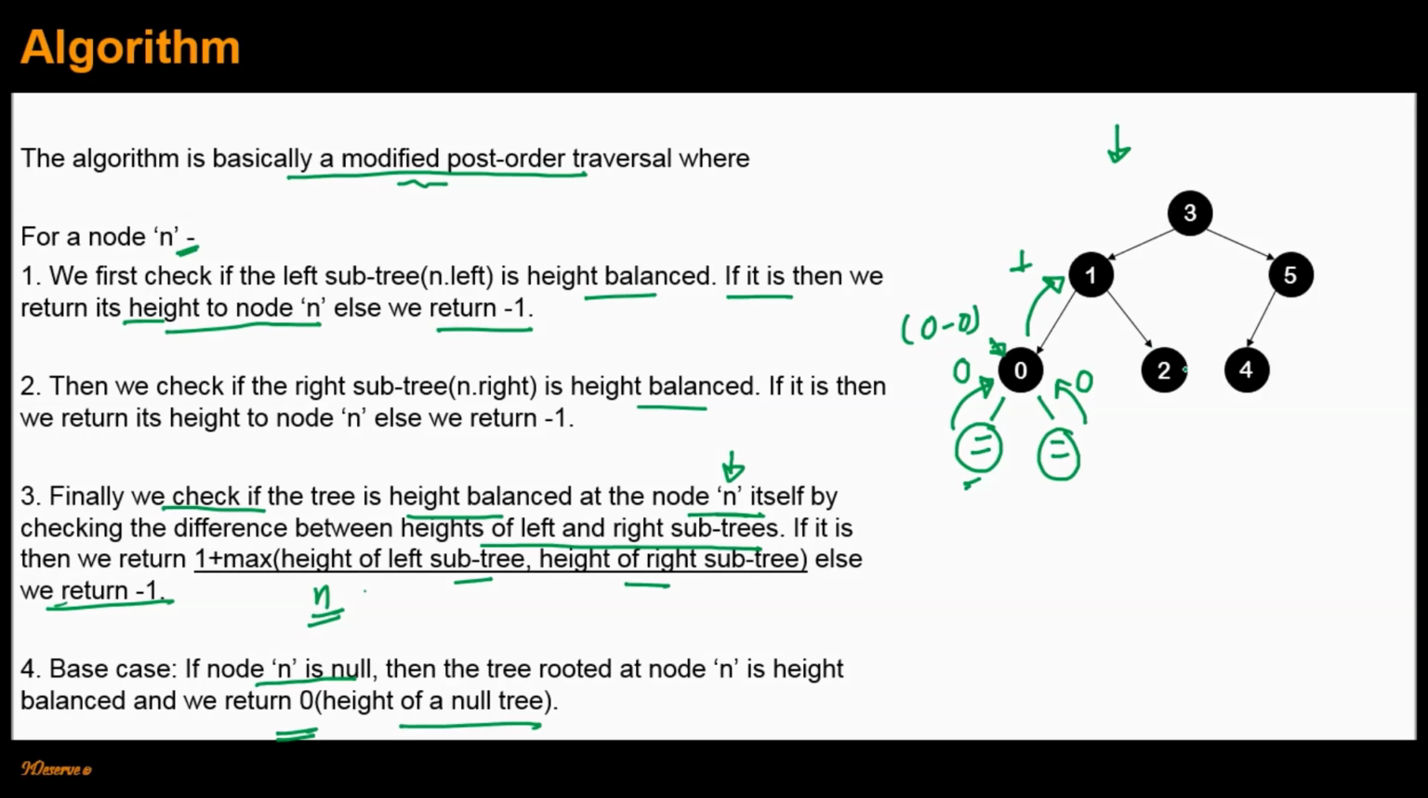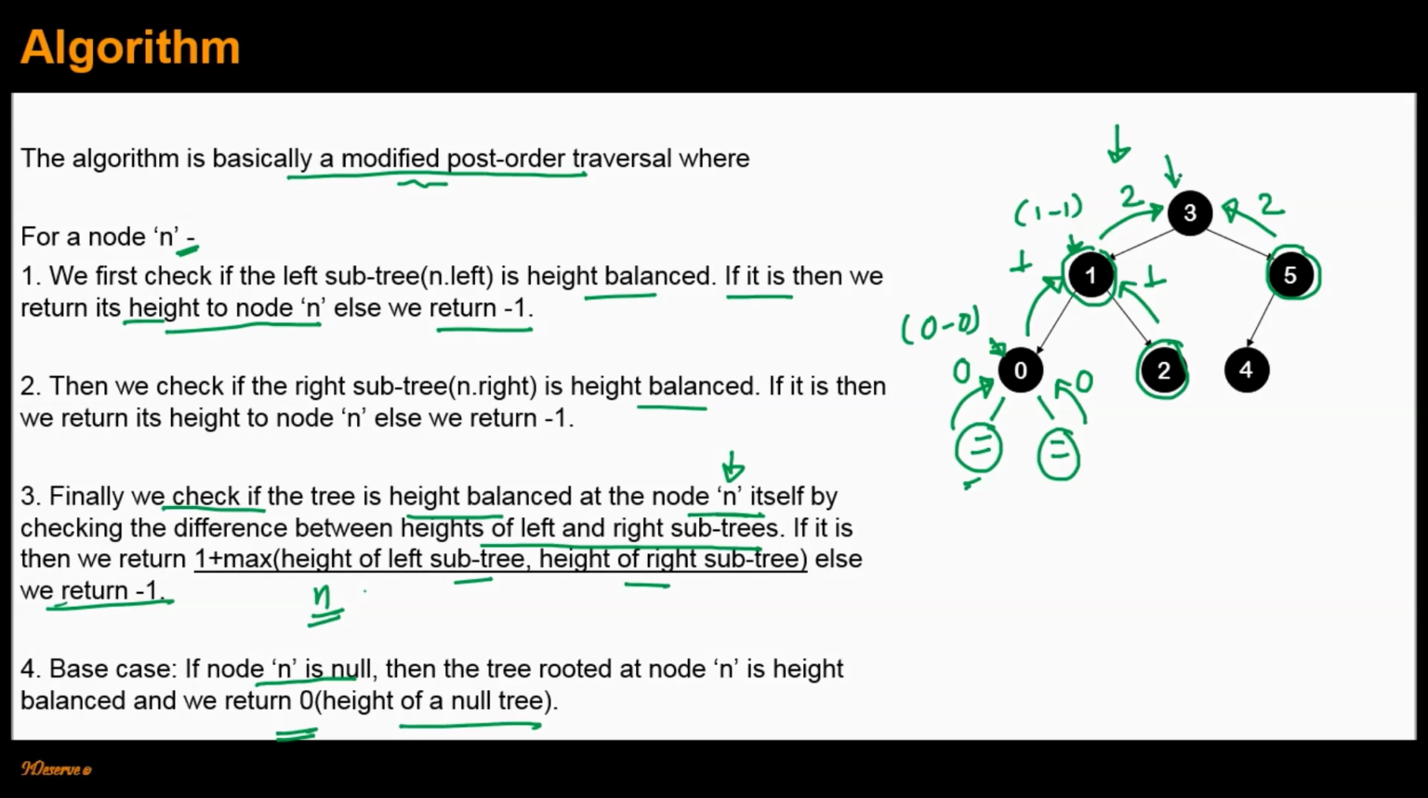Similarly, you can verify that this node 2 returns 1 to the calling function. Now at node 1, we again check the difference of heights of left subtree and right subtree. The difference is 0. Therefore, we conclude that the tree is height balanced at node 1. Once we conclude that, we return 1 plus maximum of 1, 1, which is 2. So 2 is returned to the calling function. Similarly, you can verify that this node 5 returns 2 to the calling function.